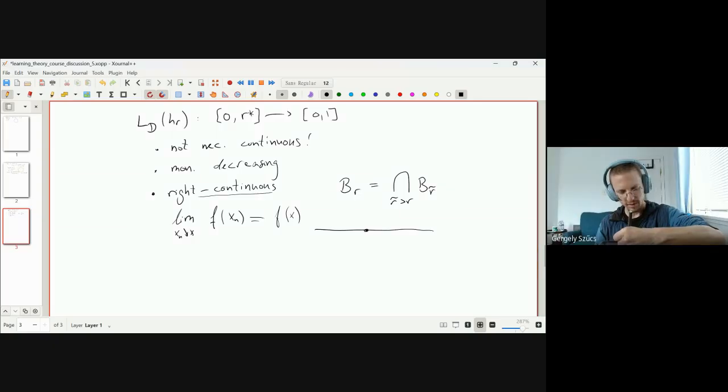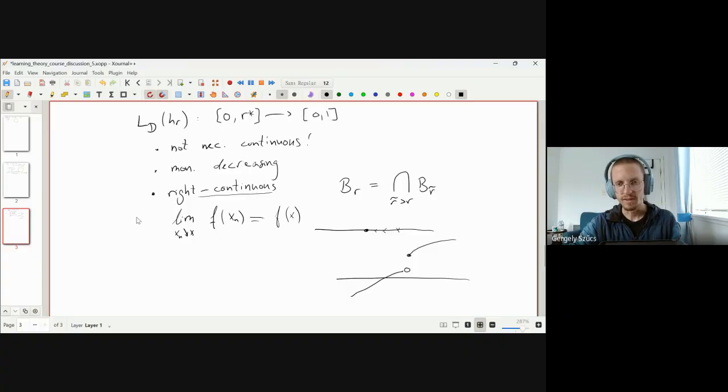So it's like if you take a sequence of points from the right, then it has the right limit. Or maybe an example of a kind of function like this. It's something that's not continuous, but it's right continuous.